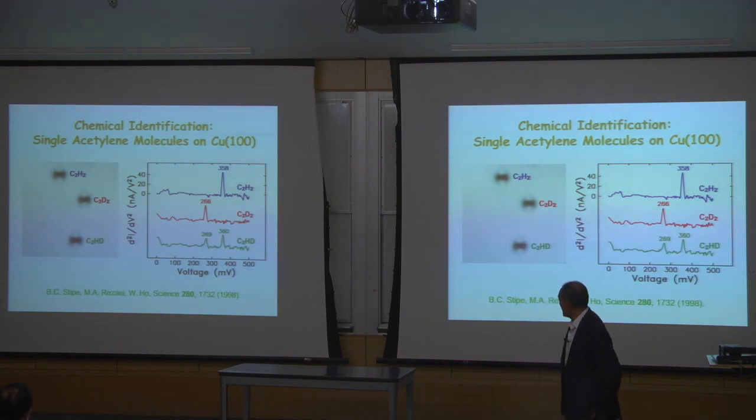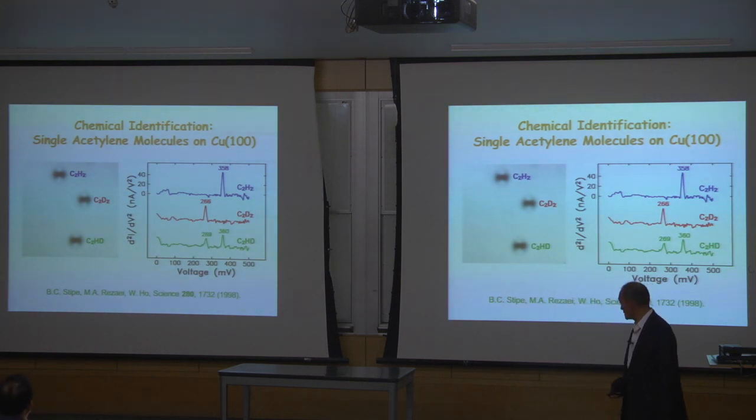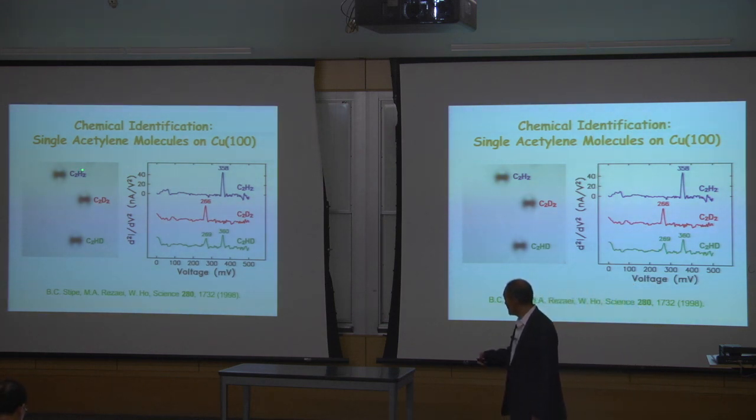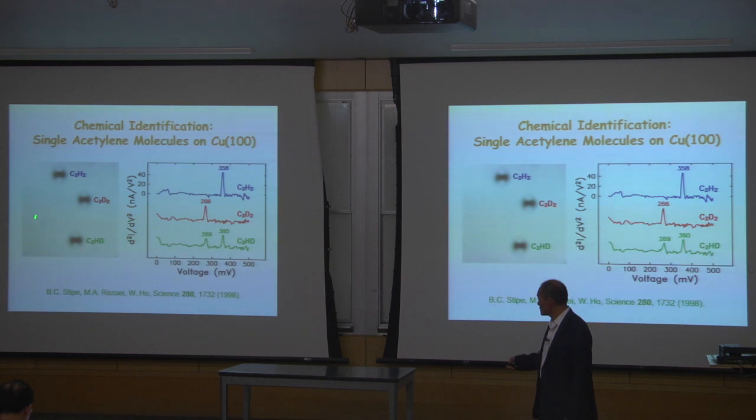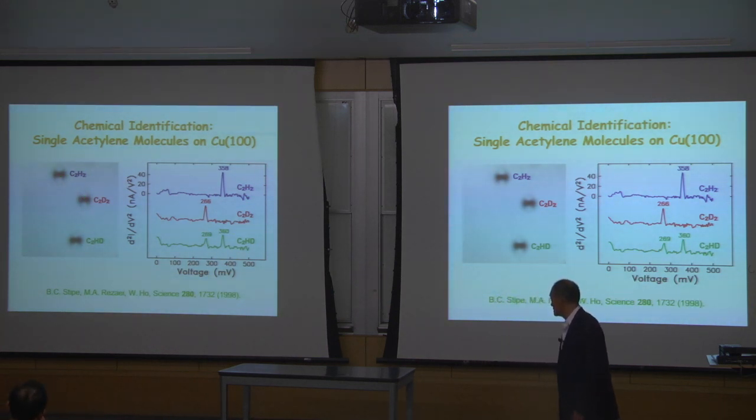Okay, so this is the first demonstration of inelastic electron tunneling spectroscopy with the STM. The experiment was done on 3 different isotopes of acetylene, which is C2H2. Now, STM topography basically reflects the electronic structure of the molecule. The electronic structure of these different isotopes is essentially the same. Therefore, from the topography, you cannot tell which isotope you have for these 3 different features in your image.